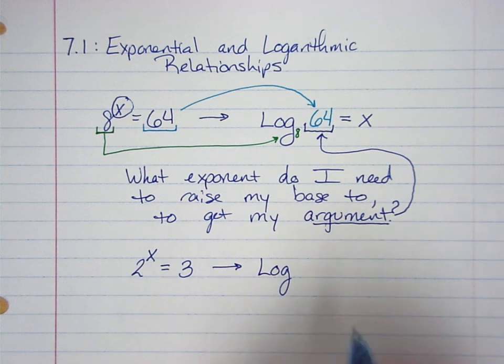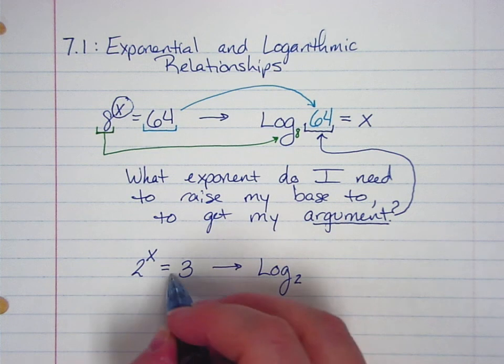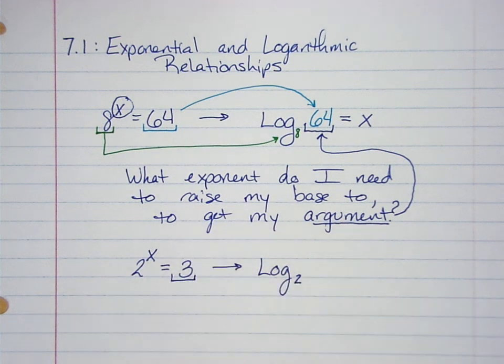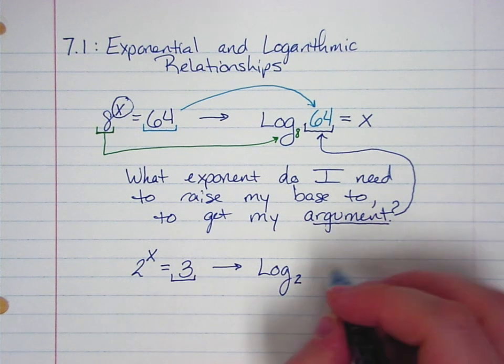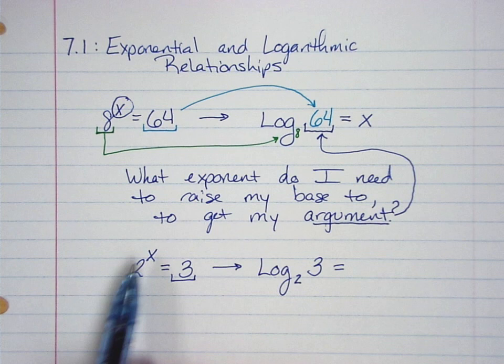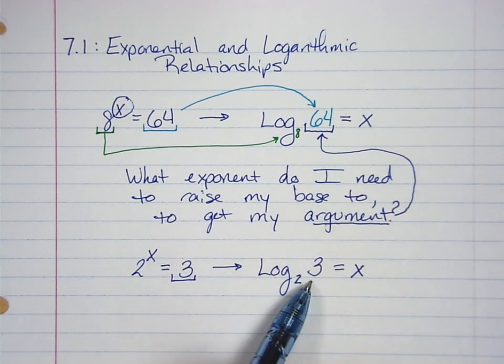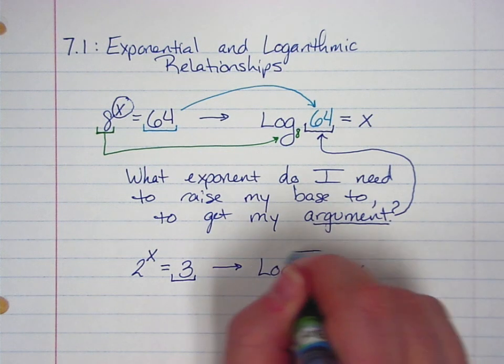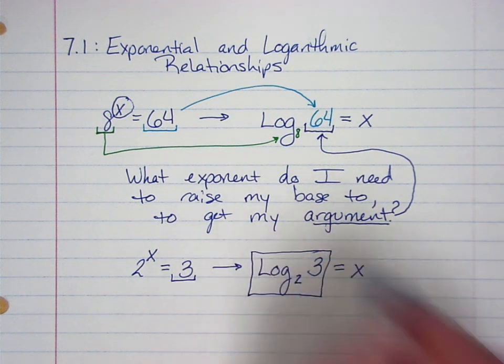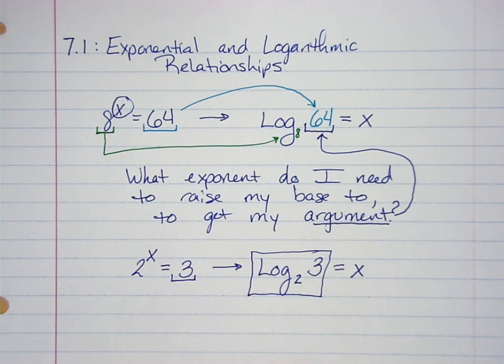The base of the exponent is always the base of the log. That's log base 2. Our argument is what we're taking the log of, and that's always what the exponential equation is equal to. In this case, that's 3. That's going to be equal to the exponent that we're trying to solve for. These two look different, but they mean the same thing. Now, in 7.2, properties of logarithms, we're going to learn how to evaluate this logarithm so that we get an actual number that's meaningful so that we know what that exponent would be.